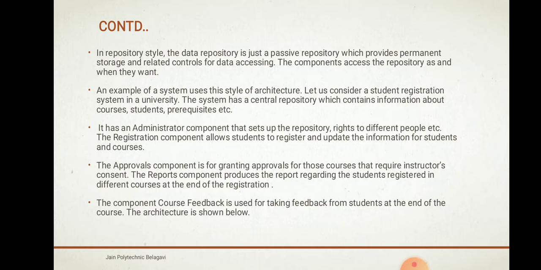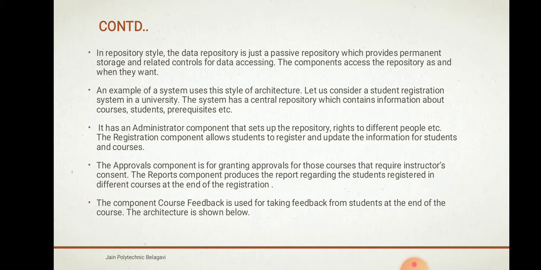An example of such a system is a student registration system in a university. The system has a central repository which contains information about the students, courses, prerequisites, etc. It has an administrator component that sets up the repository, so rights to different people, etc. are given. The registration component allows the student to register and update the information for students and courses.